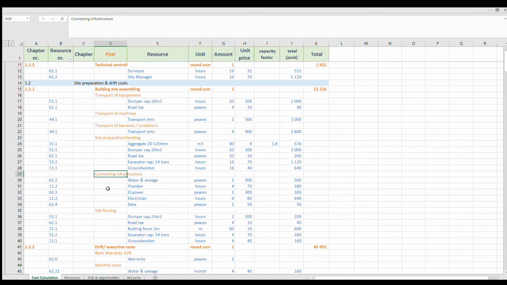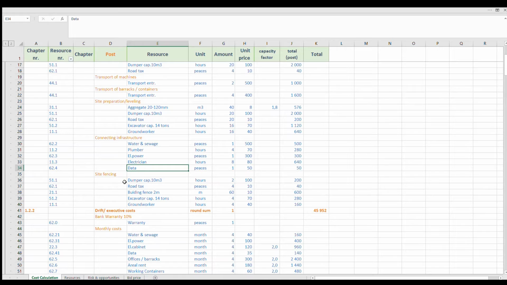Next one is connecting infrastructure. So I must connect to water and sewage system. I must use plumber as resource. The same with electrical power, where I must use electrician, and of course must connect to data infrastructure. And at the end there comes site fencing, with building fence of 2 meters, which must be used around your site. Yes, ground worker, and of course dumper or road tax for transport. Excavator just to help.